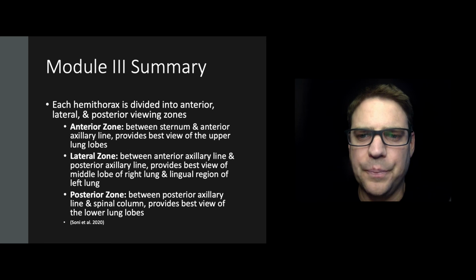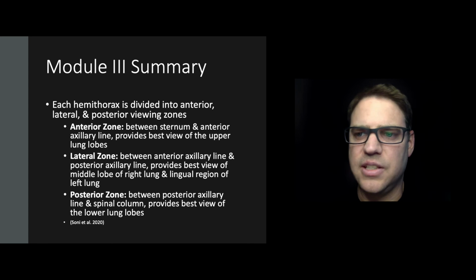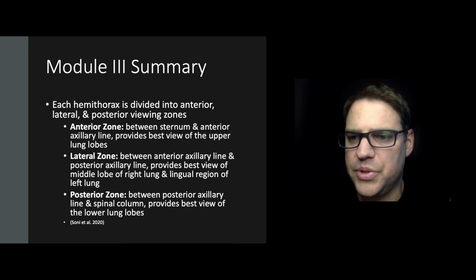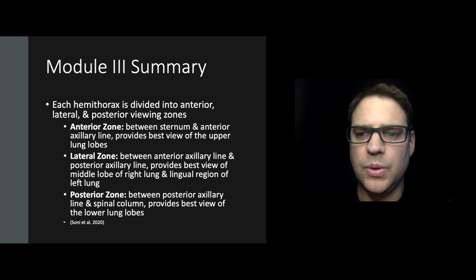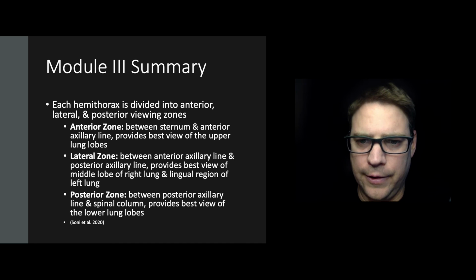Module 3 summary. Each hemithorax is subdivided into the anterior, lateral, and posterior viewing zones. The anterior zone lies between the sternum and the anterior axillary line, which provides the best view of the upper lung lobes. The lateral zone rests between the anterior axillary line and the posterior axillary line, and provides the best view of the middle lobe of the right lung and the lingular region of the left lung.